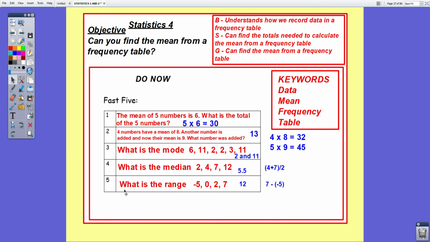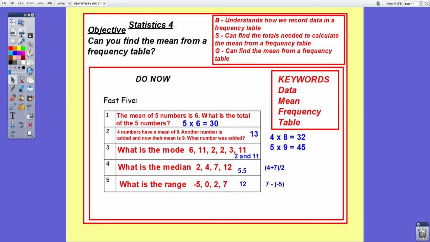And the final question, what is the range? -5, 0 to 7. The range is the highest number take away the lowest number. 7 take away -5. Subtracting a negative is the same as adding a positive. 7 add 5, 12. The range is 12.